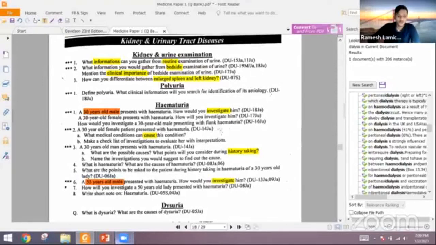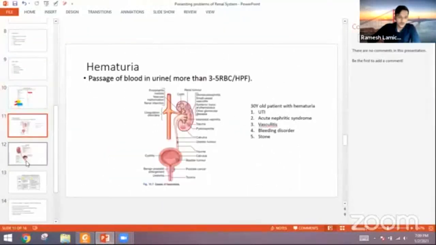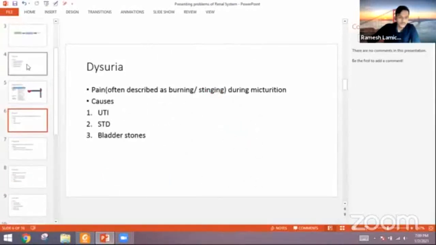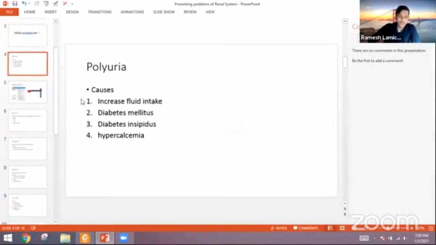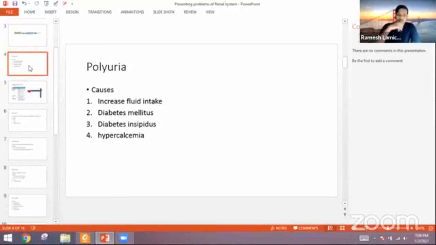Another one is polyuria. There is nothing basic about polyuria here. So what are the causes of polyuria? Normal urinary output is 0.5 to 2 liters per day. Whenever it is more than 2 liters per day, it is called polyuria. What are the causes? Physiological causes: one is increased fluid intake, such as coffee intake, right?